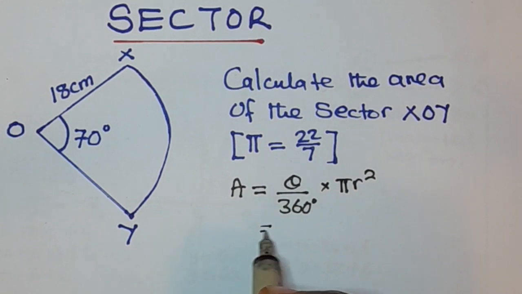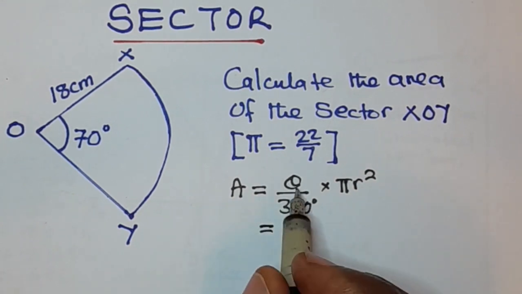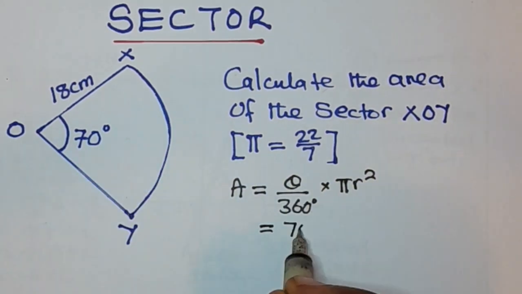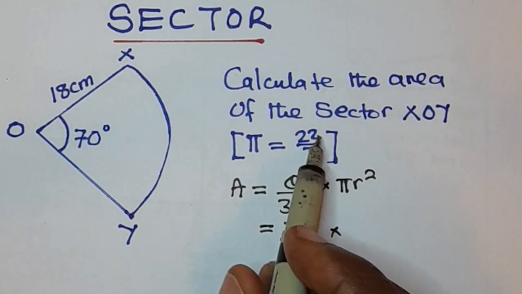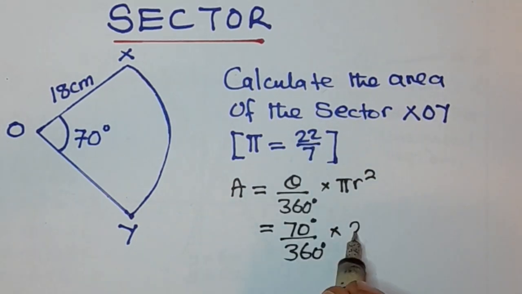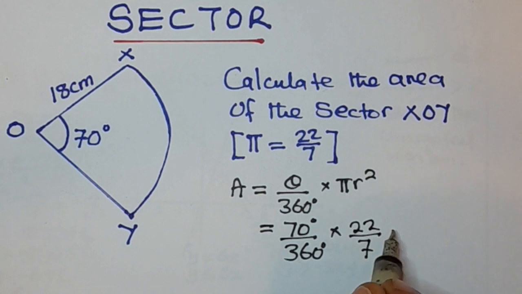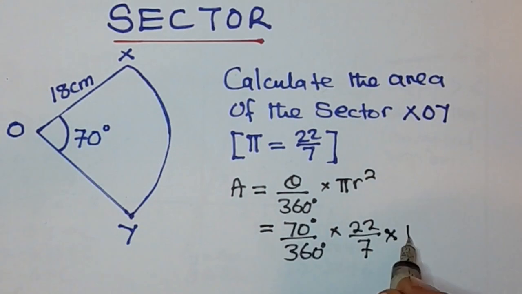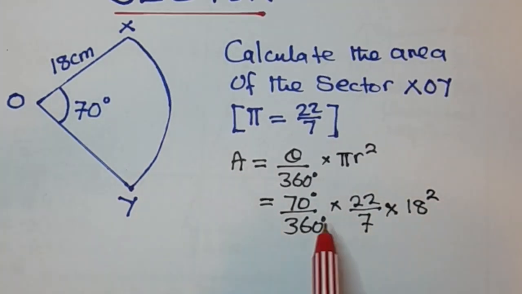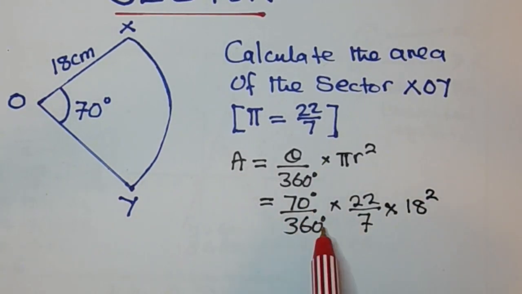So we substitute theta here. The central angle is 70 degrees over 360 degrees times pi. We've been told to take pi as 22/7, times the radius is 18, so we have 18 squared, like this. Then at this stage, we can simplify things. So 0 and 0 cancel, so we have 7/36.